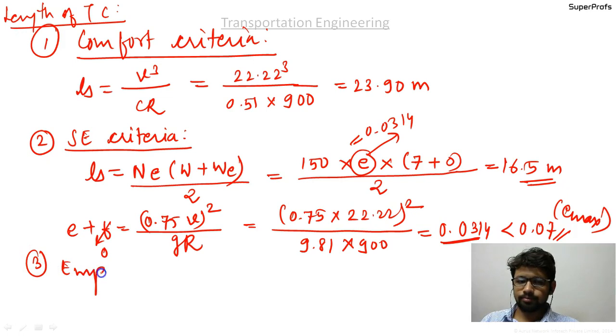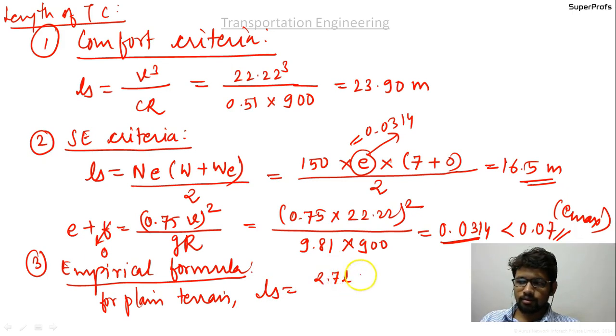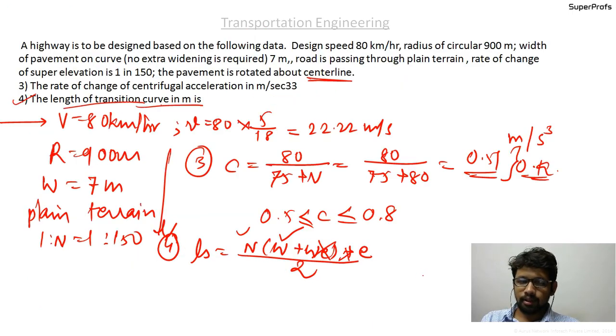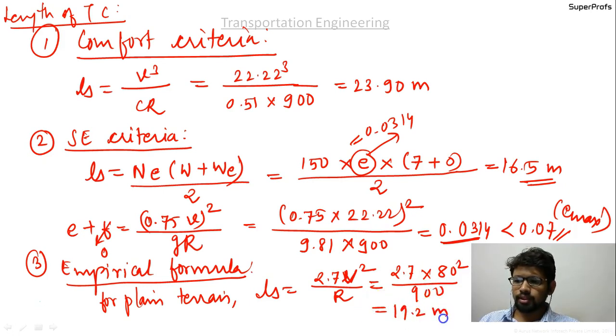So from the empirical formula, as per empirical formula, for plane terrain, length of transition curve equal to 2.7 V square upon R, capital V square upon R. So 2.7 into capital V value is 80, so the 80 square, 2.7 into 80 square upon R is 900, will be equal to 19.2 meters.